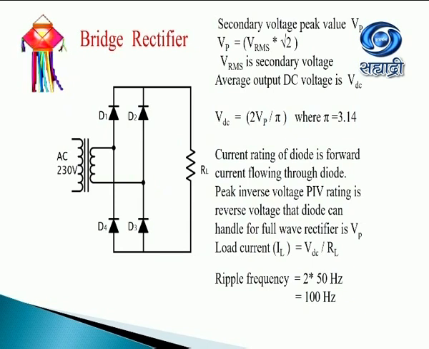Analysis of bridge rectifier. Secondary voltage peak value Vp is equal to Vrms into root 2, where Vrms is the secondary voltage. Average output DC voltage is VDC, and VDC is equal to 2Vp upon pi, where pi is 3.14. Current rating of a diode is the forward current flowing through the diode. Peak inverse voltage PIV rating is the reverse voltage that the diode can handle. For full wave rectifier, it is Vp. Load current IL is equal to VDC upon RL. Ripple frequency is 2 into 50 Hz, that is 100 Hz.